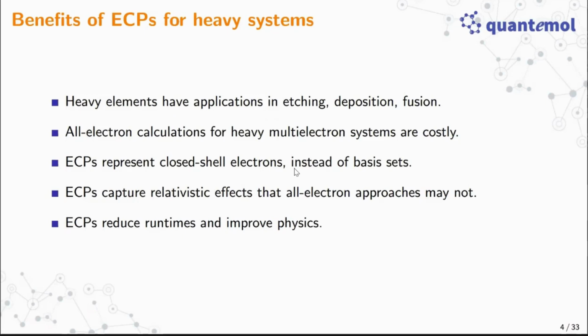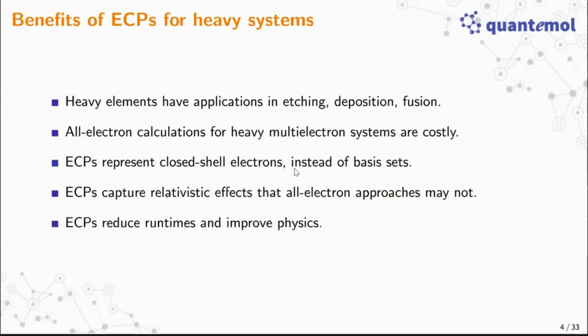However, calculations for heavy elements are demanding. All-electron calculations for heavy multi-electron systems are going to be costly, because the size of your calculation and the size of the computer that you will require will scale with the number of electrons in your system, so it will quickly become costly. But the solution to this will be to use effective core potentials.